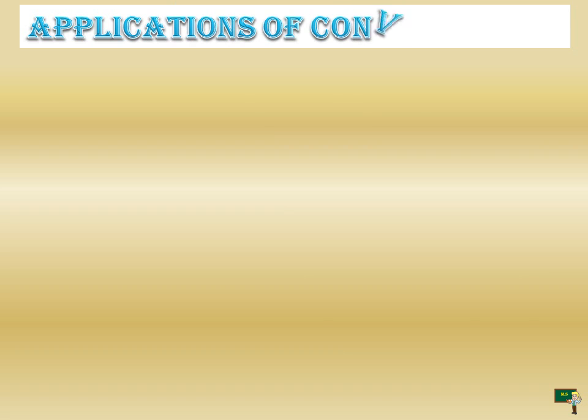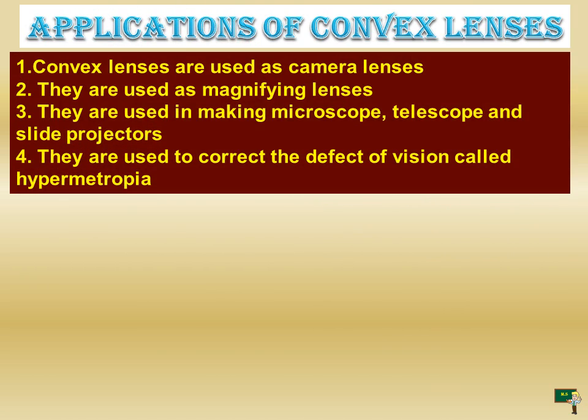Now let's see the applications of the convex lens. As I told you earlier, convex lenses are used to magnify objects. They are used as camera lenses and as magnifying lenses. And the third point, they are used in making microscopes, telescopes and slide projectors.